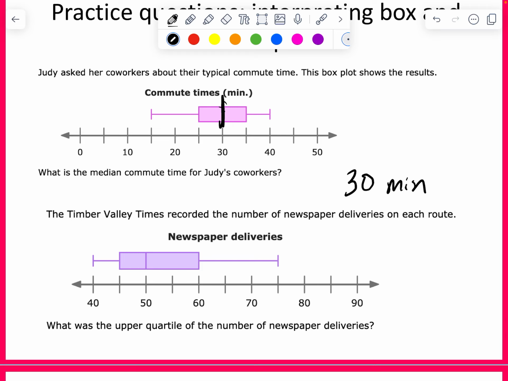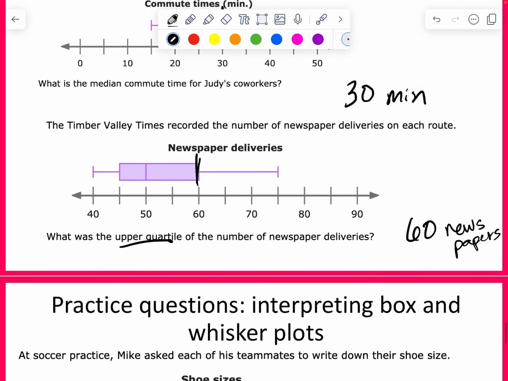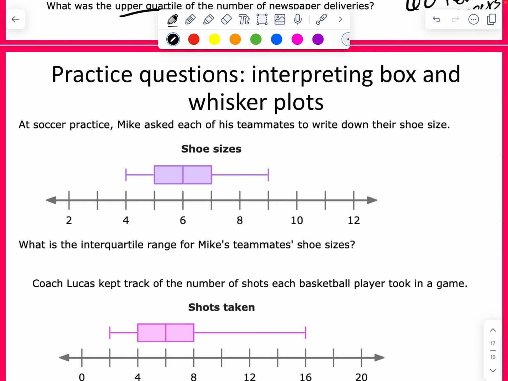Timber Valley records the number of newspaper deliveries. What is the upper quartile? So that upper quartile is right here, 60 newspapers. What is the interquartile range? Now, a range means I got to subtract a big from a small. So my interquartile is here. So that means I have a 7 minus a 5. That interquartile range is 2. So 50% means that 50% of the team has a shoe size between a 7 and a 5. Must be younger kids.